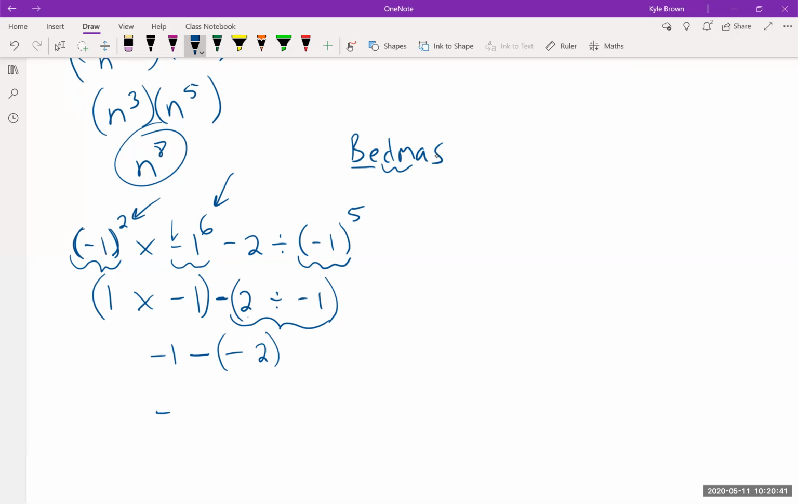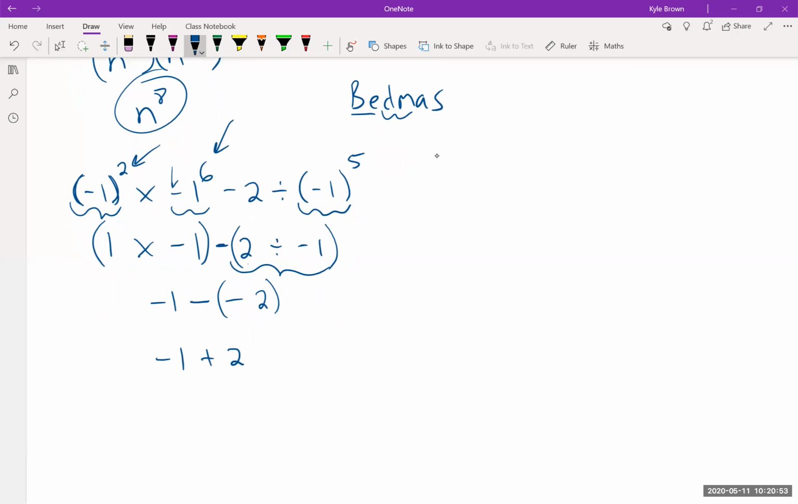Now we've got -1 minus a negative. So what do you get if you go minus a negative? That's the same as adding 2, right? Minus a negative is like +2. So -1 plus 2, that's 1. All right. It doesn't get much more tricky than that.